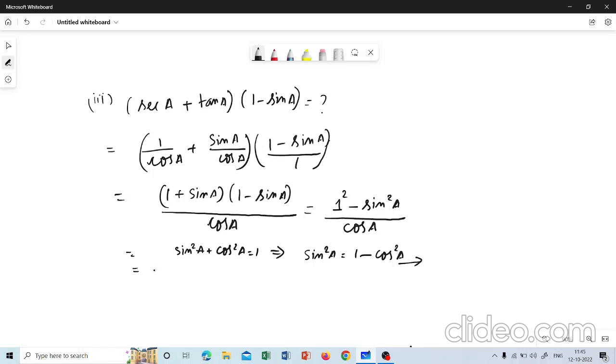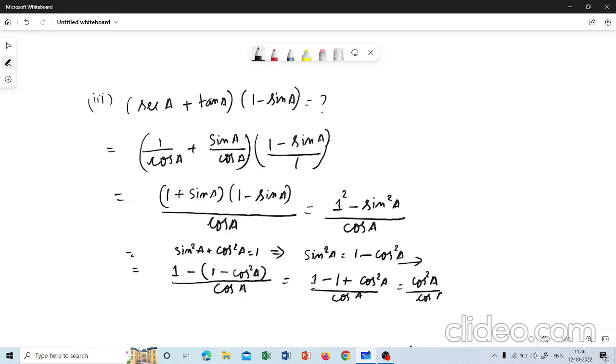I'll get 1 minus the whole. It is always better, when there is a minus sign, to put the bracket: 1 minus bracket of 1 minus cos square A, divided by cos A. Now taking the bracket out, minus into 1 is minus 1, so 1 minus 1, and minus into minus becomes plus, plus cos square A by cos A. So this 1 will get cancelled, so cos square A by cos A. This is a square term and this is not, so directly I can remove the square and cancel the denominator. So this is cos A.